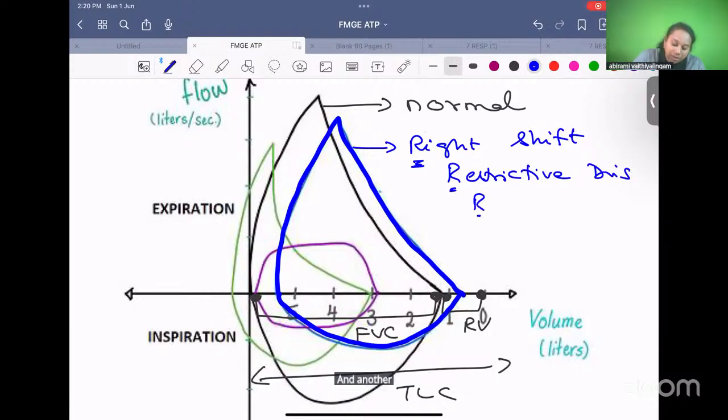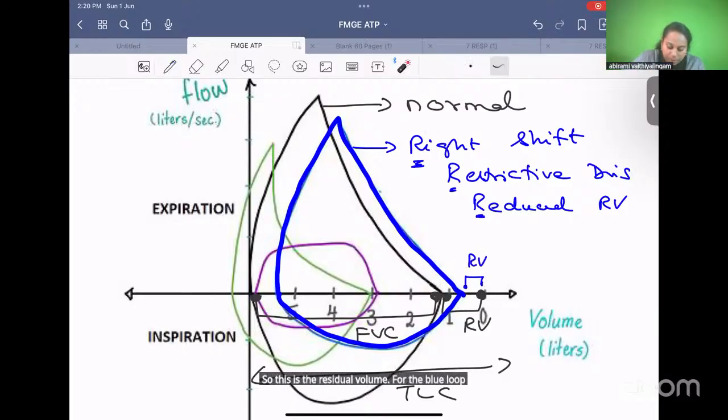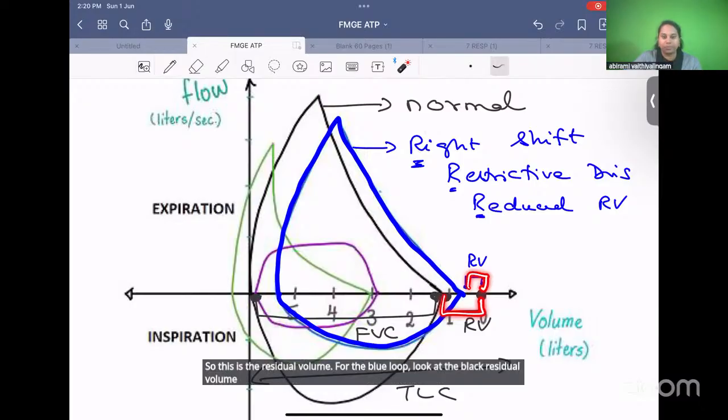And another R for reduced residual volume. So I'll mark the portion which is outside the blue loop. So this is the residual volume for the blue loop. Look at the black residual volume and the blue residual volume. It is less. It has decreased.